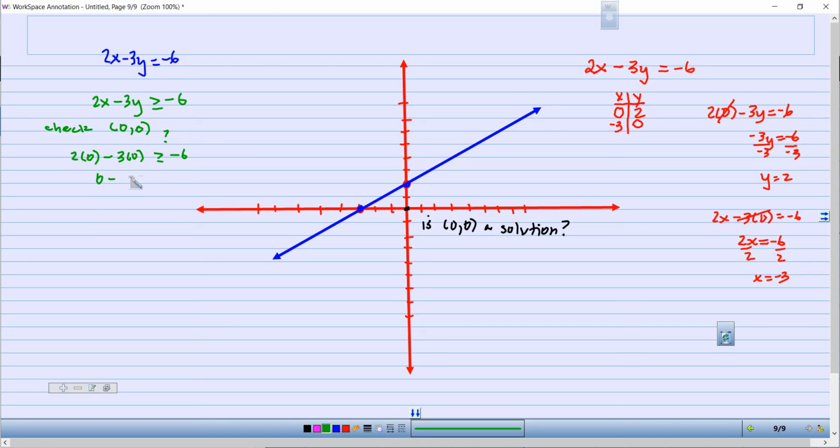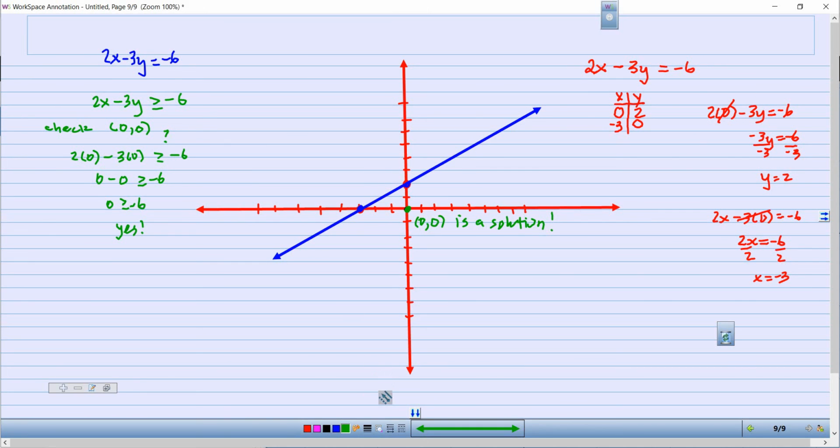Well, 0 minus 0 greater than or equal to negative 6. 0 is greater than negative 6. Yes, it is. All right. So now I can say, instead of "is 0, 0 a solution," I can say 0, 0 is a solution to this inequality.